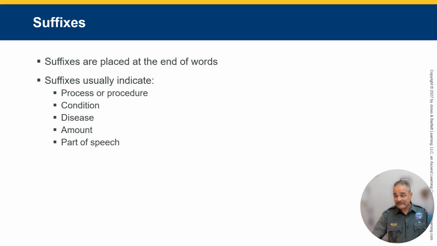Suffixes. Suffixes are placed at the end of the word. So prefix is just what it says, pre. It's pre the root word. Suffix is after the root word. That suffix usually indicates a process or a procedure. Ectomy is the removal. That is a suffix. Appendectomy. Okay, that's removal of the appendix. It also can describe a condition, a disease, an amount of something, or a part of speech.